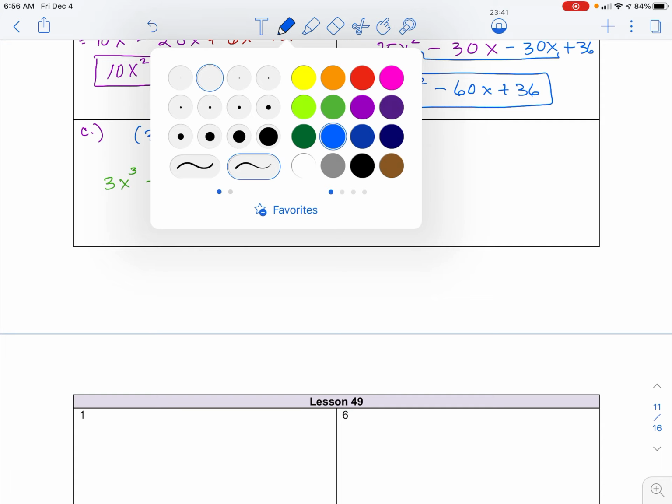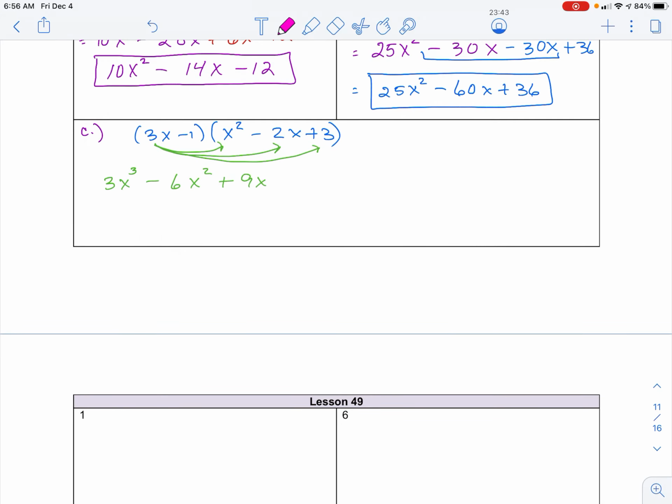Let me use a different color here. We'll take pink. Now I'm going to take the second term in my binomial and multiply it with each term in my trinomial, and I'll use a pink one here. So we have negative 1 times x squared, which gives us a negative x squared. Negative 1 times a negative 2x gives me a positive 2x. And negative 1 times that positive 3 gives me a negative 3.